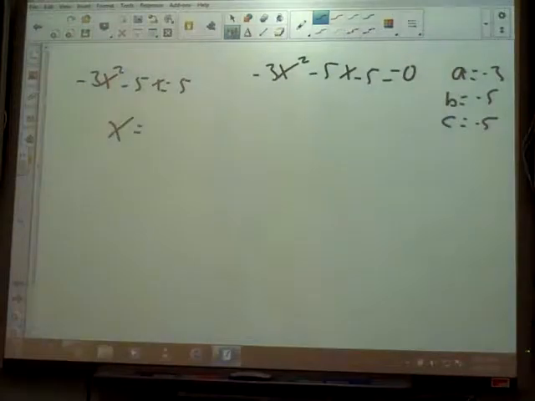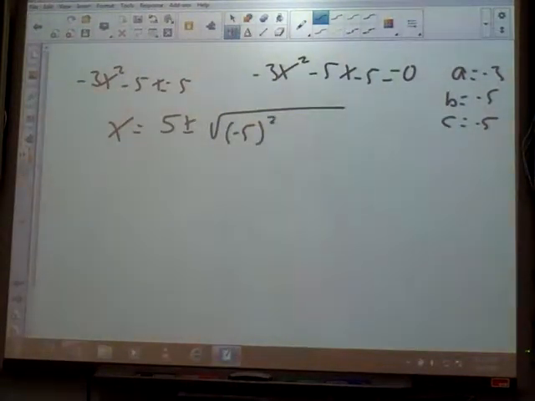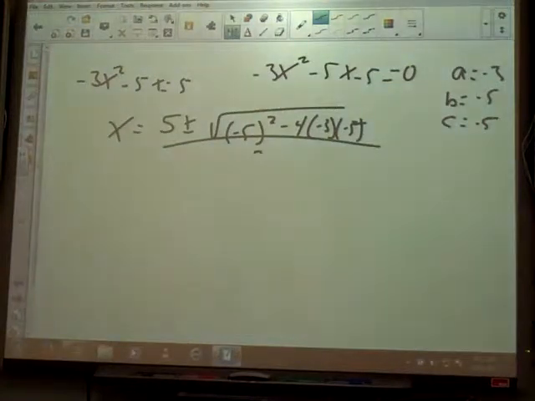It's got x equals negative B plus or minus the square root of B squared minus 4AC, all over 2A.